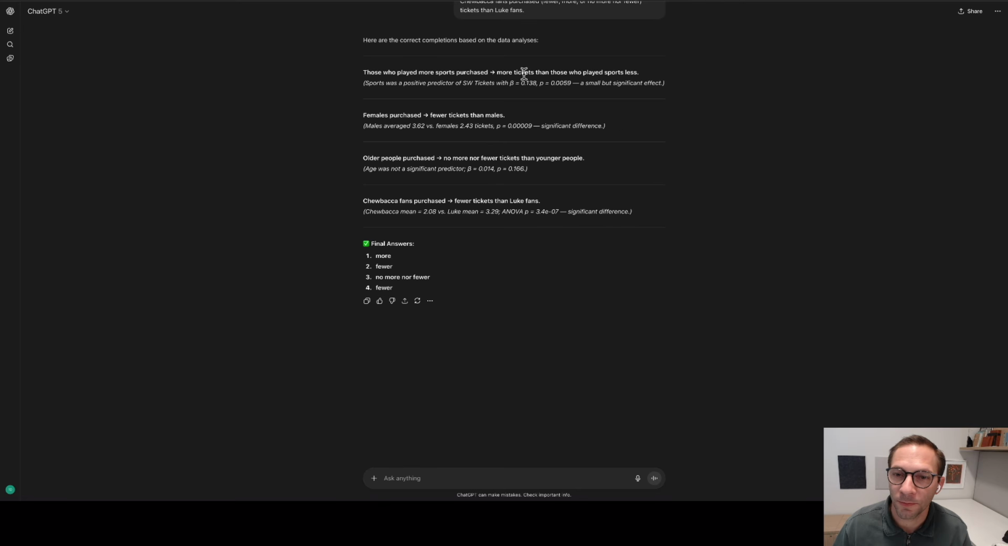Okay, those who purchased more tickets. Those who played more sports purchased more tickets than those who played sports less. Females purchased fewer tickets than males. Older people purchased no more nor fewer tickets than younger people. Chewbacca fans purchased fewer tickets than Luke fans.